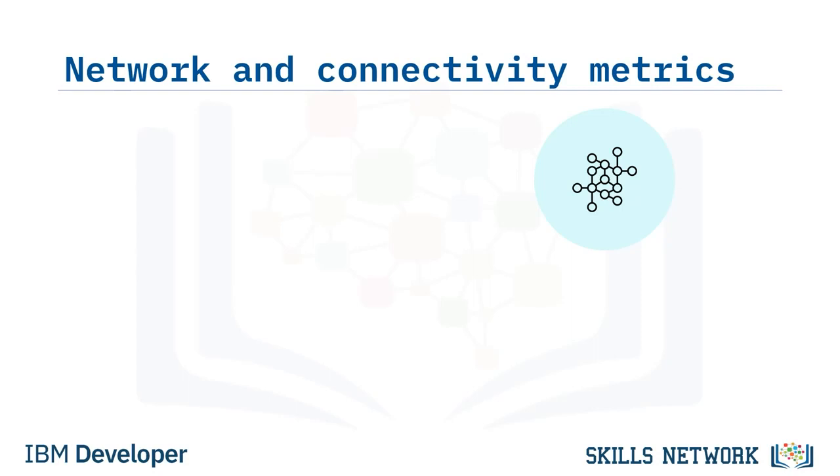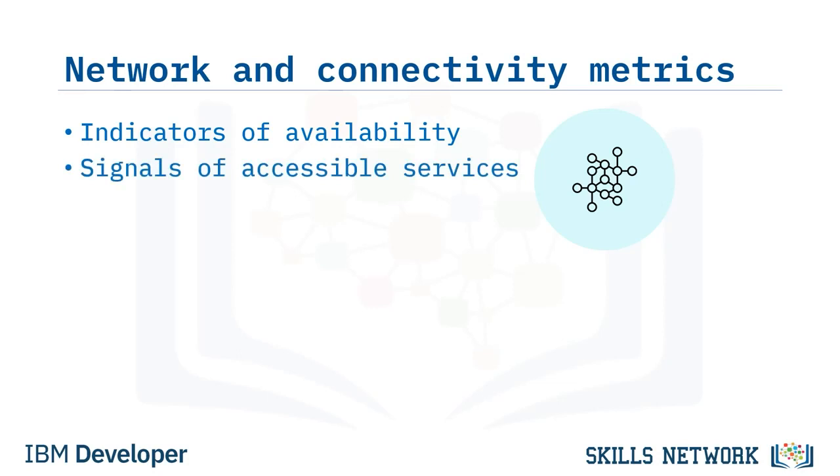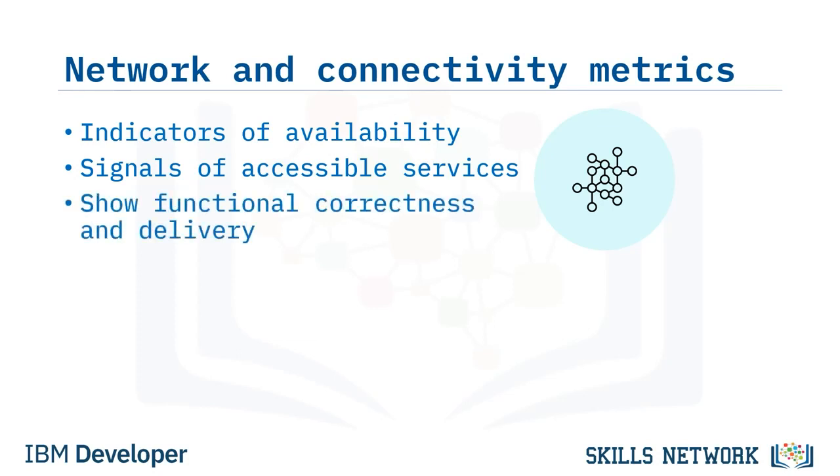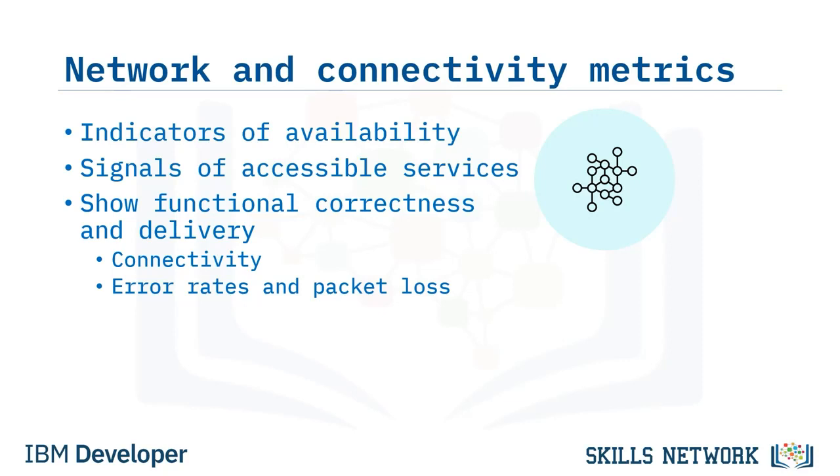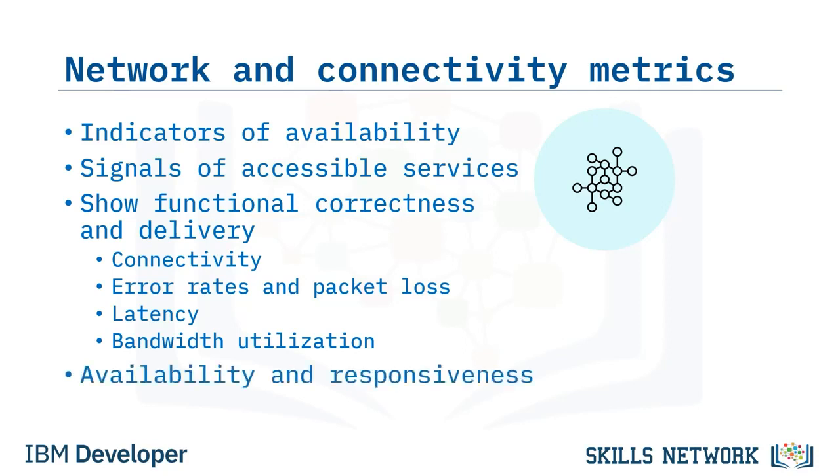For most types of infrastructure, network and connectivity indicators are important gauges of outward-facing availability, but they're also essential signs that services are accessible to other machines for any system that spans more than one machine. Like other metrics, networks should be checked for their overall functional correctness and their ability to deliver necessary performance by looking at connectivity, error rates and packet loss, latency, and bandwidth utilization. Monitoring your network layer can help you improve the availability and responsiveness of both your internal and external services.